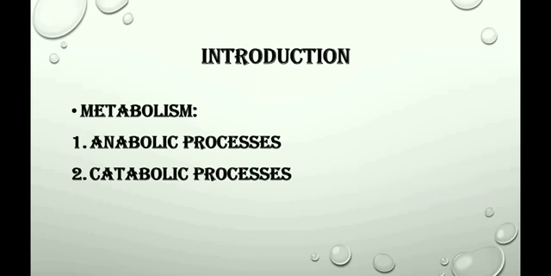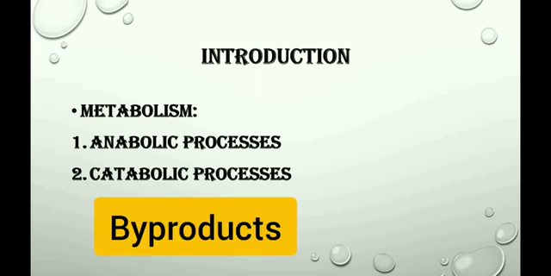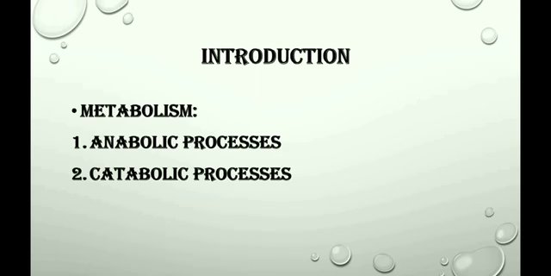Now during these anabolic or catabolic activities, or in short we can say metabolism, metabolism produces a variety of byproducts. Amongst these byproducts, there are some which need to be eliminated. Such byproducts are called metabolic waste products.